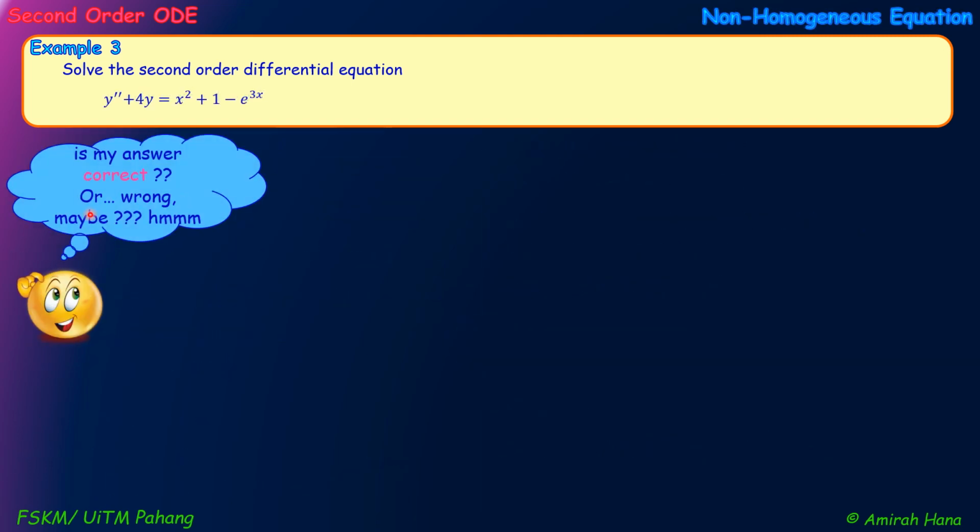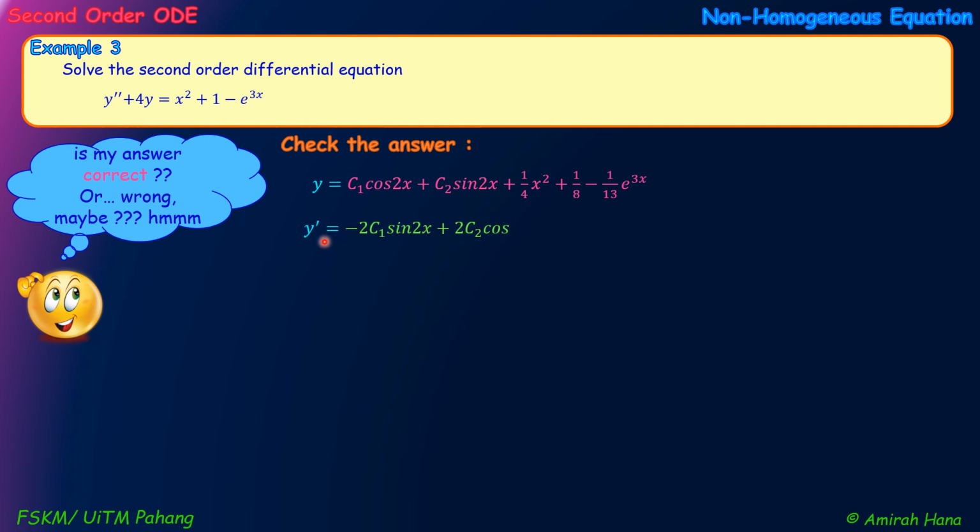Is my answer correct or wrong maybe? Okay, we can check the answer. We just use the final answer we get from the previous slide. Okay, we have y equals c1 cos 2x plus c2 sin 2x plus 1 over 4 x squared plus 1 over 8 minus 1 over 13 e to the power of 3x. Okay, so from here we need to differentiate 2 times.